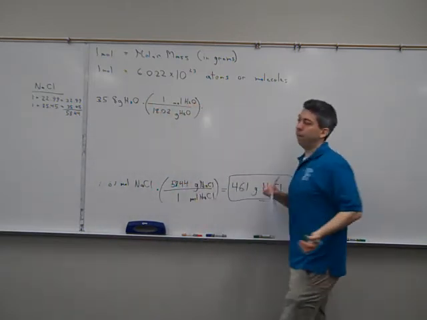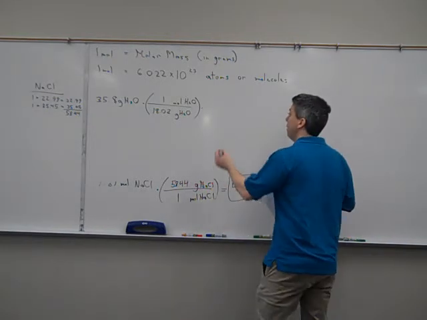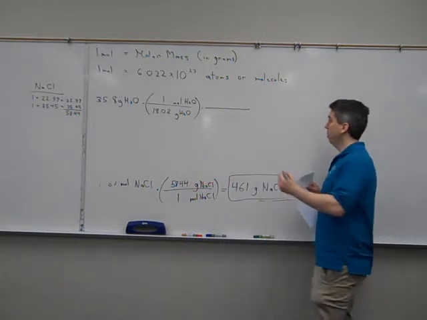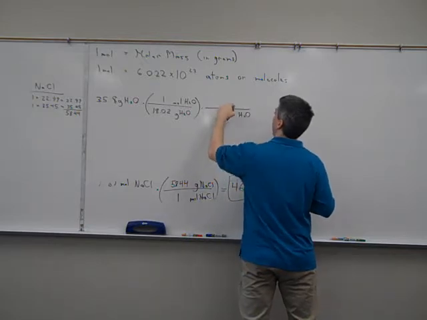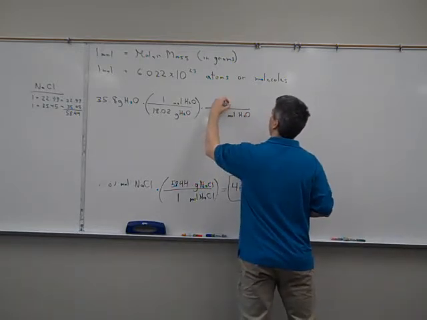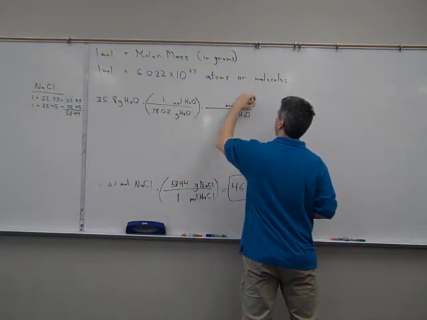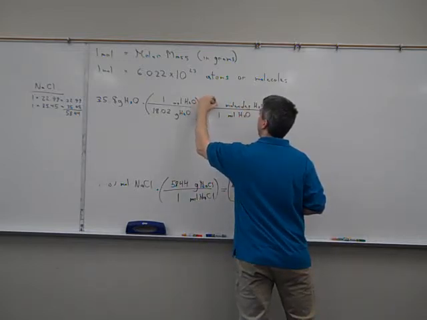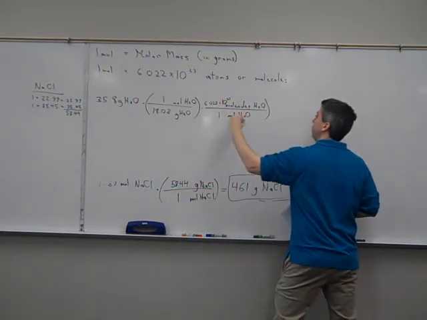That's not my final answer, right? Because it's asking me for what? Molecules. So I have to keep going, don't I? What unit's going to go on the bottom now? Moles. And what's going to go on the top? Molecules. So 1 mole is equal to 6.022 times 10 to the 23rd molecules of H2O.